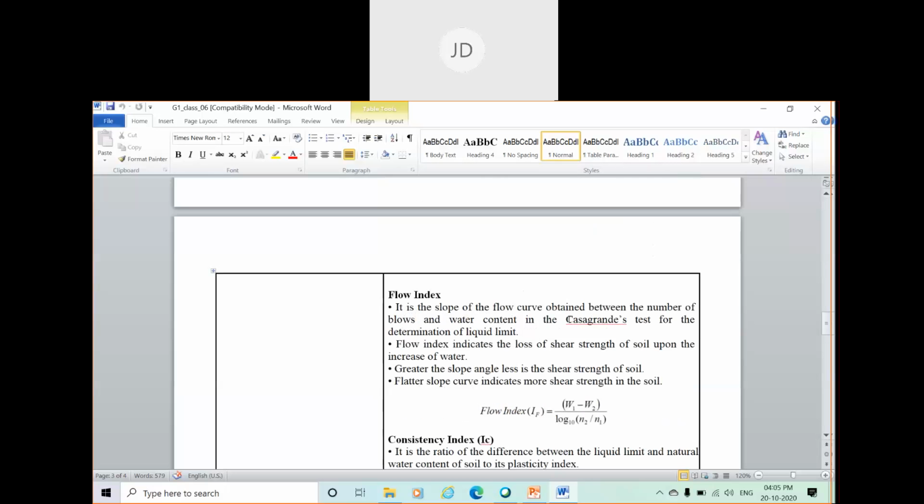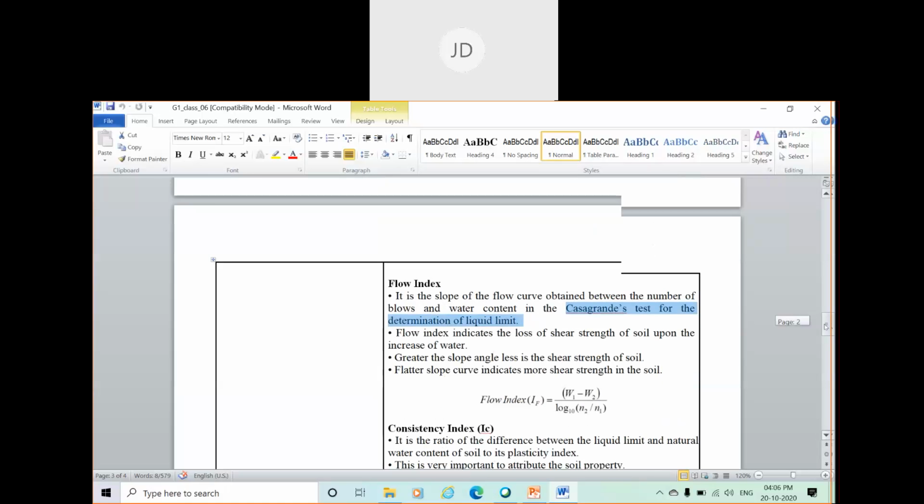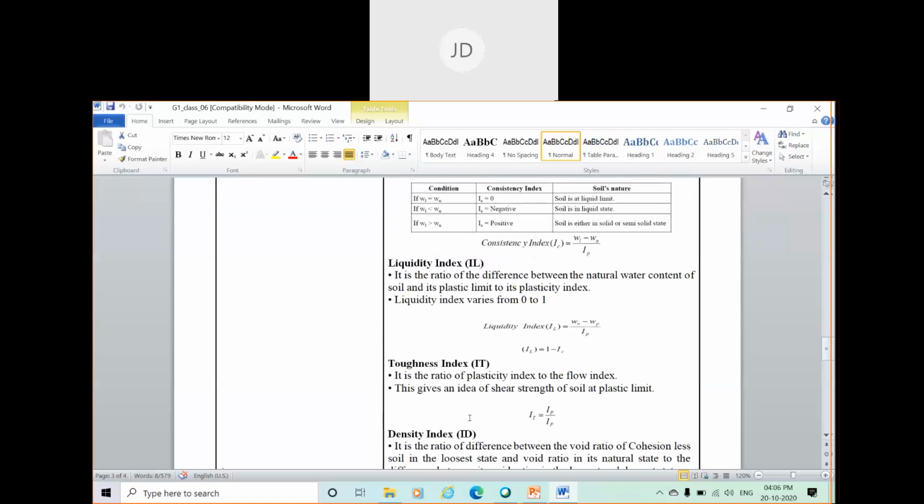Similarly, another one is toughness index. To understand this toughness index, you need to understand the flow index. And to understand the flow index, you have to understand the Casagrande liquid limit test. First you go through this test, you will find out the flow index. After getting this idea about flow index, you can find out toughness index. Why? Because toughness index is defined as the ratio of plasticity index divided by flow index.